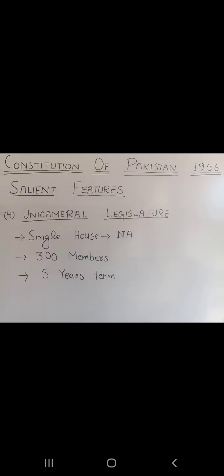Unicameral legislature. This is another important feature. The system of legislature was unicameral. There was a single house, which was the National Assembly. It consisted of 300 members and its term was 5 years unless dissolved earlier.